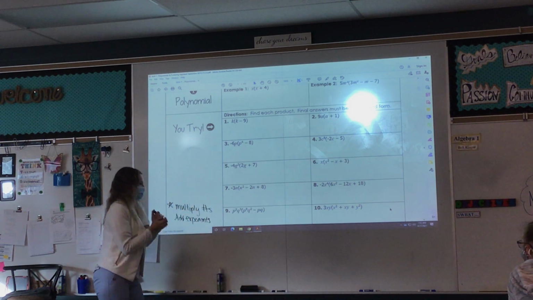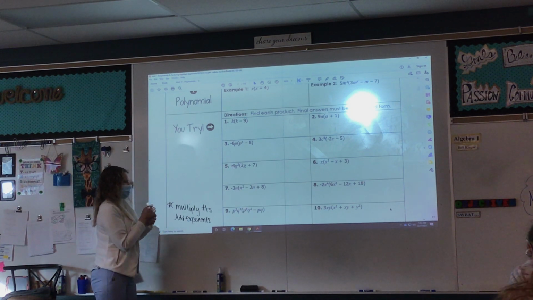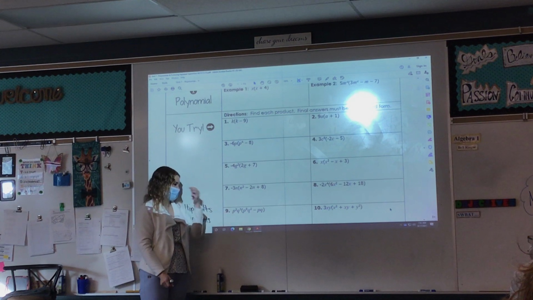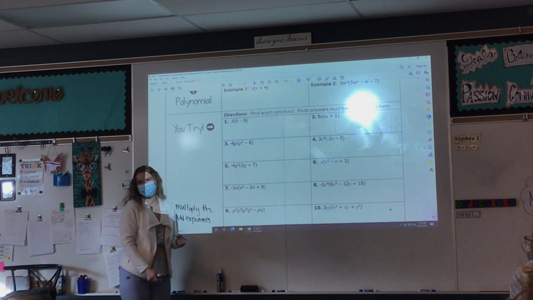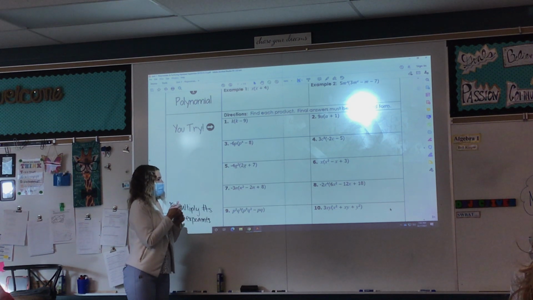All right, we're on number 5. As you can tell, it's going to get a little bit harder, but these are pretty much the same. Once we add a couple of exponents and variables, then it gets a little tricky, but as long as you follow the same rule, you'll be good to go. Let's look at number 5.